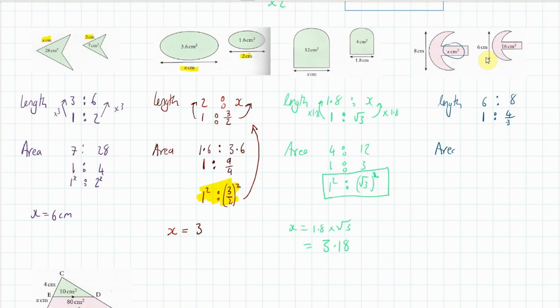Now the ratio of my areas, therefore, is going to be 1 squared to 4 over 3 squared, because we're now in 2 dimensions, which is the same as 1 to 16/9. Now we know that the area of the small one is 16. So to get the area of the large one, I'm going to times by 16. And this gives me 256 over 9, or if I want to write it to 3 significant figures, I would write it as 28.4. And it's recurring in this particular case.